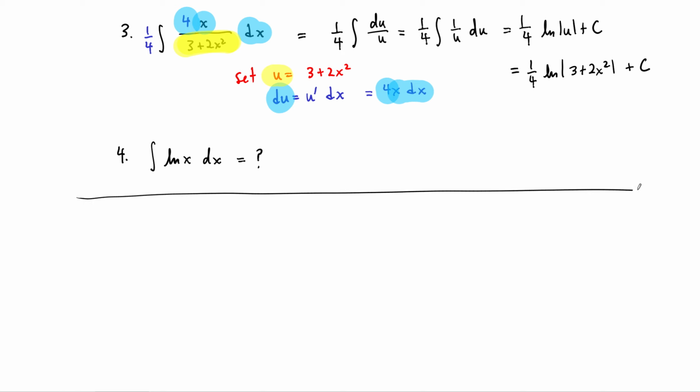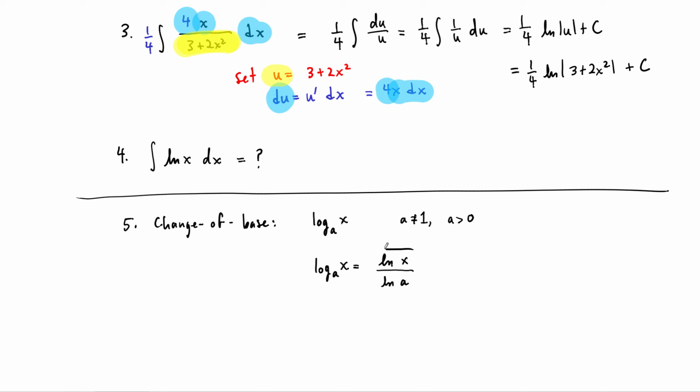So I'll call this item number 5. You guys might remember the change of base formula. The change of base formula says the following. Let's say we have log base a of x, where this is for any a not equal to 1 but bigger than 0, and this a is called the base of our logarithm. It turns out that the log of any base can always be written in terms of the natural log, and the way that it works is you write this as the natural log of x divided by the natural log of that base. So this is the change of base formula.